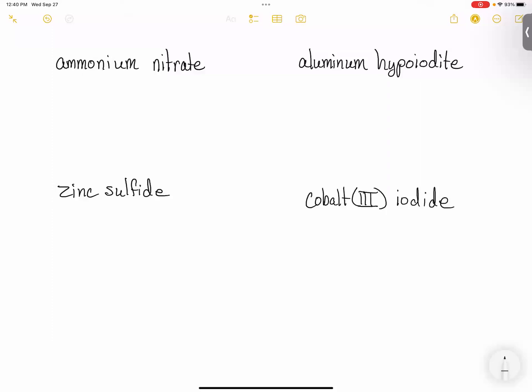Ammonium, by the way, is one of the only two cations that are polyatomics.